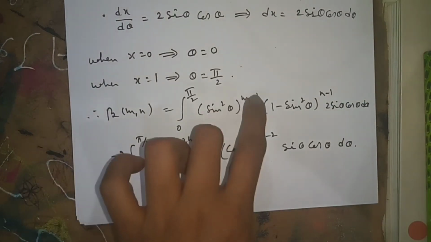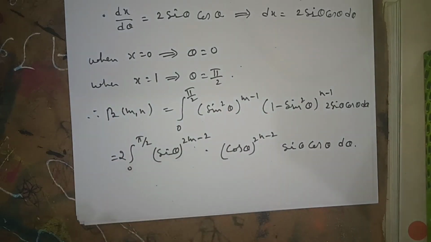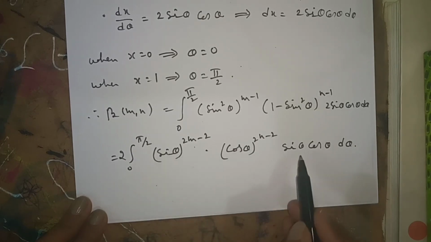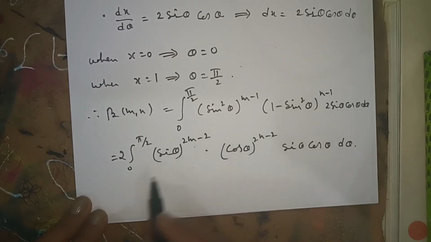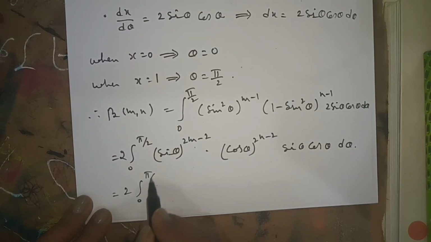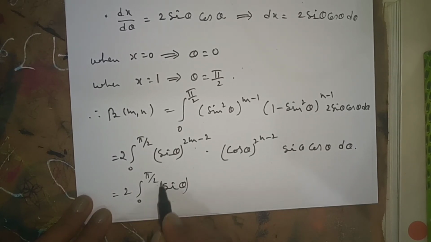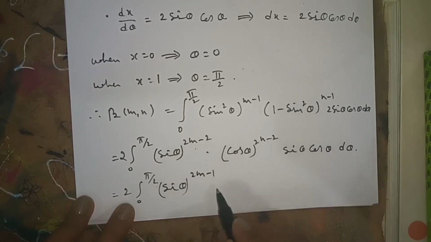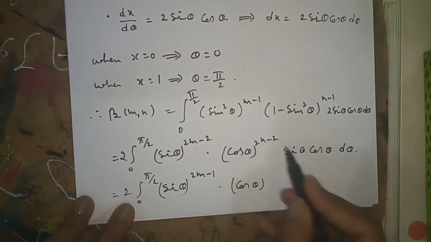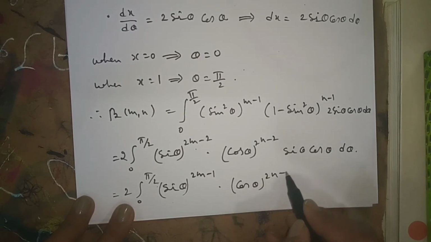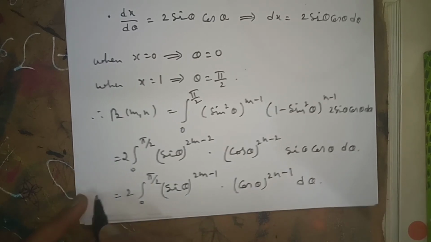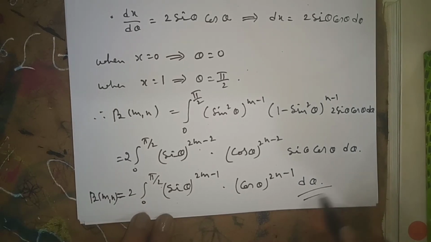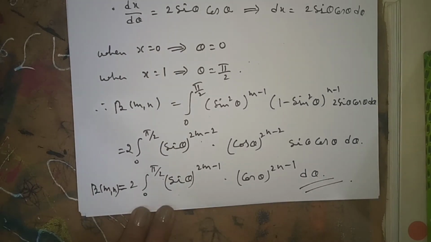Now sin square theta to the power of m minus 1 means sin theta to the power of 2m minus 2. Here the bases are equal, so the powers should be added: sin theta to the power of 2m minus 2 plus 1, which gives 2m minus 1. That is equal to 2 times the integral from 0 to pi by 2 of sin theta to the power of 2m minus 1 into cos theta to the power of 2n minus 1 d theta, because for cos also the bases are equal and the powers are added. This is equal to beta of m comma n, which is what we had to prove. Thank you very much.